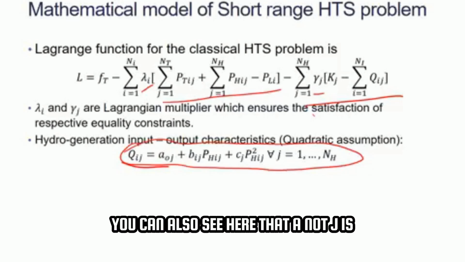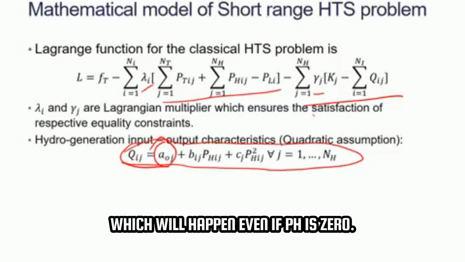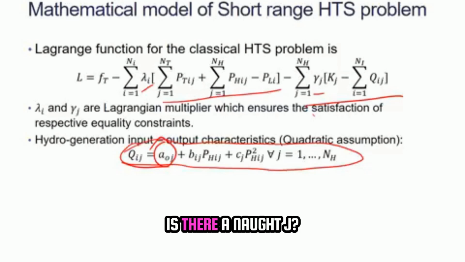You can also see here that A naught J is there, which is the constant discharge which will happen even if PH is 0. So can you guess here why this A naught J is there?